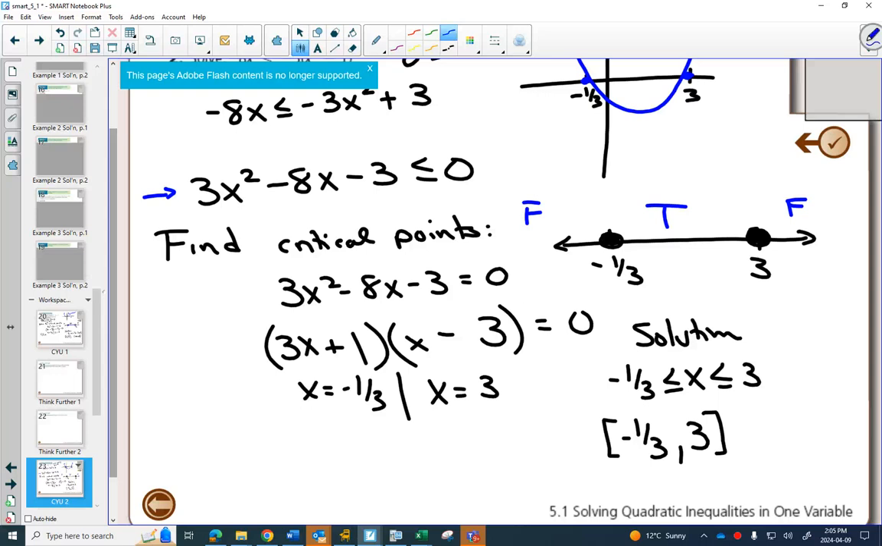Questions to practice on this one? 7 and 11.